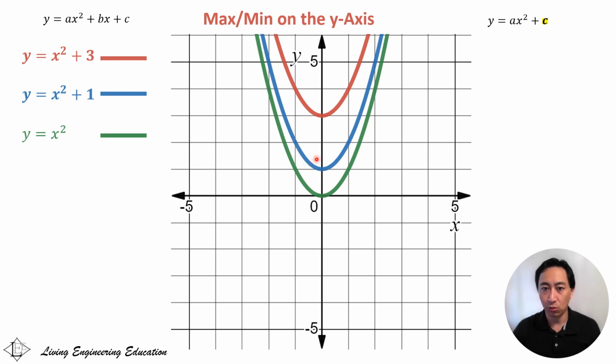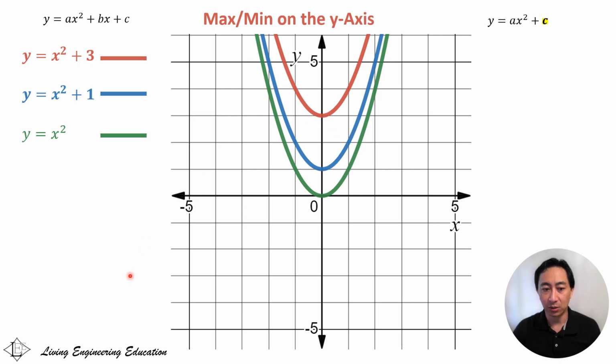So for this blue graph, we see that the minimum point is 0, 1. So x equals 0, y equals 1. And for this red graph, we see that it's occurring at 0, 3. So at a y of 3. So we do see that when we're on the y-axis, the c value of the quadratic equation is equal to the point that we have a minimum.